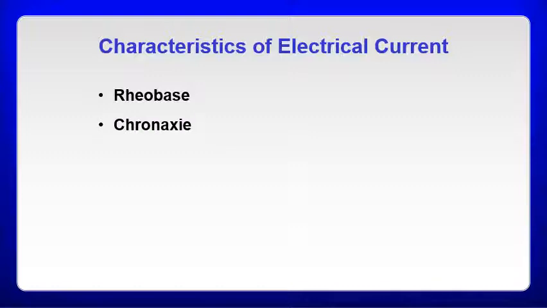The chronaxie is the time, or phase duration, required to depolarize a nerve fiber when the peak current is twice the rheobase. Essentially, both of these concepts affect the comfort level when you're applying transcutaneous electrical nerve stimulation. So that's essentially where these two concepts will play a role as far as how the actual stim will feel to the individual.